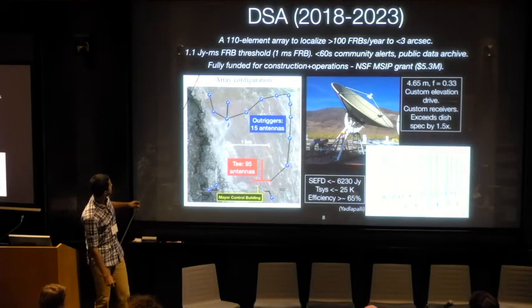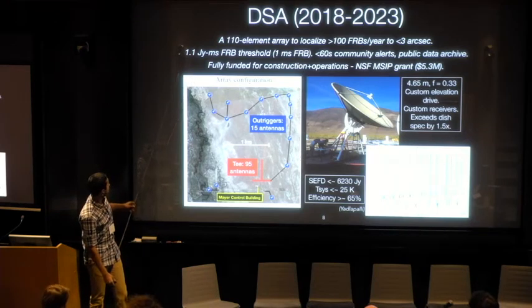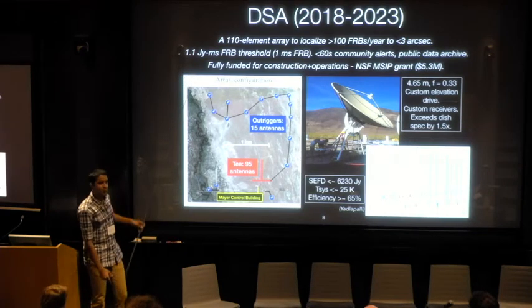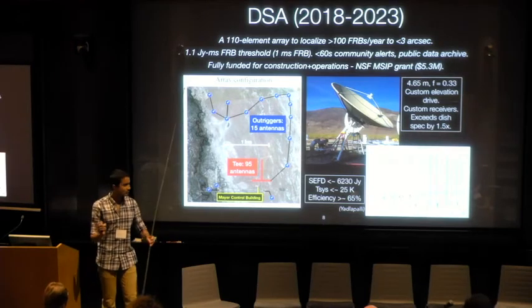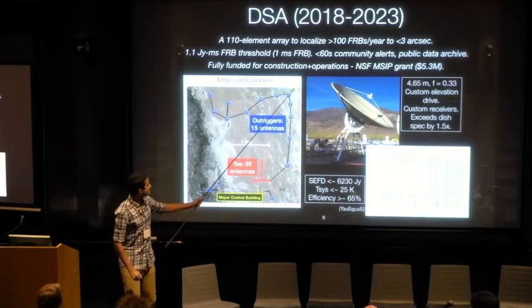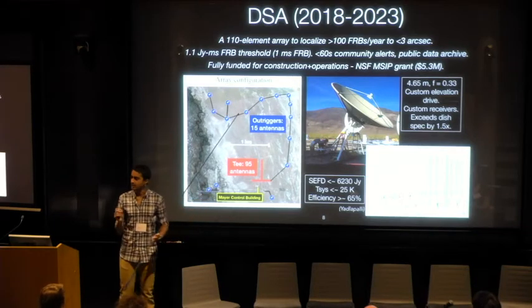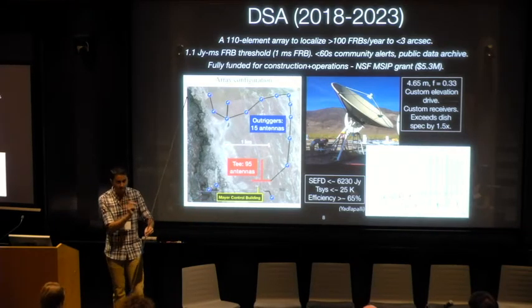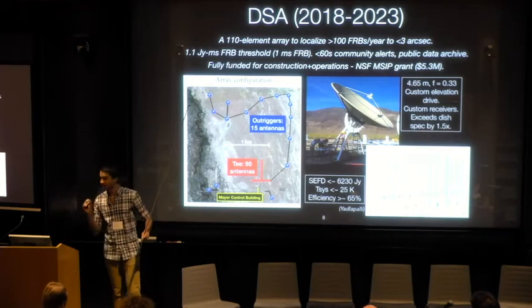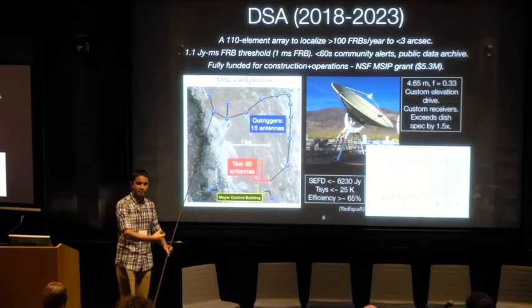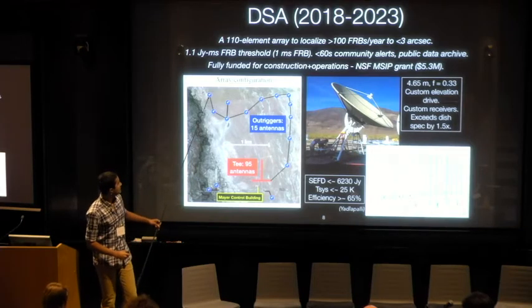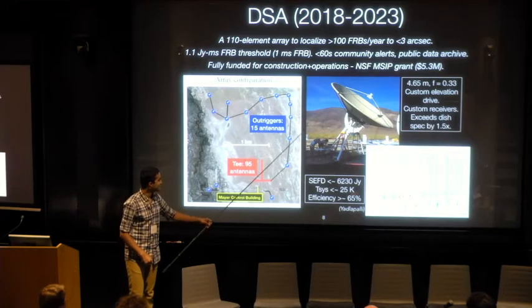We initially spec'd the thing to be sensitive to a 1.1 Jansky millisecond FRB with a 1 millisecond width. We also spec'd it to be able to provide community alerts, not just of the FRB, but of its initial localization within 60 seconds of detection. That was what we had promised to do, and that's what we were funded to do. And I'm pleased to report that that's our first dish.